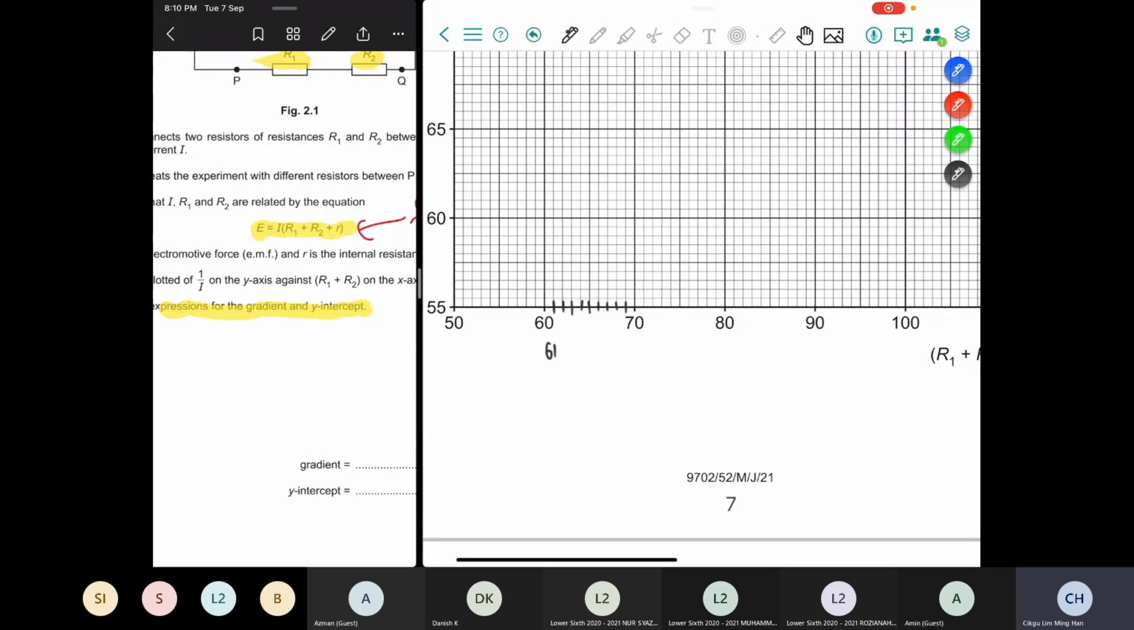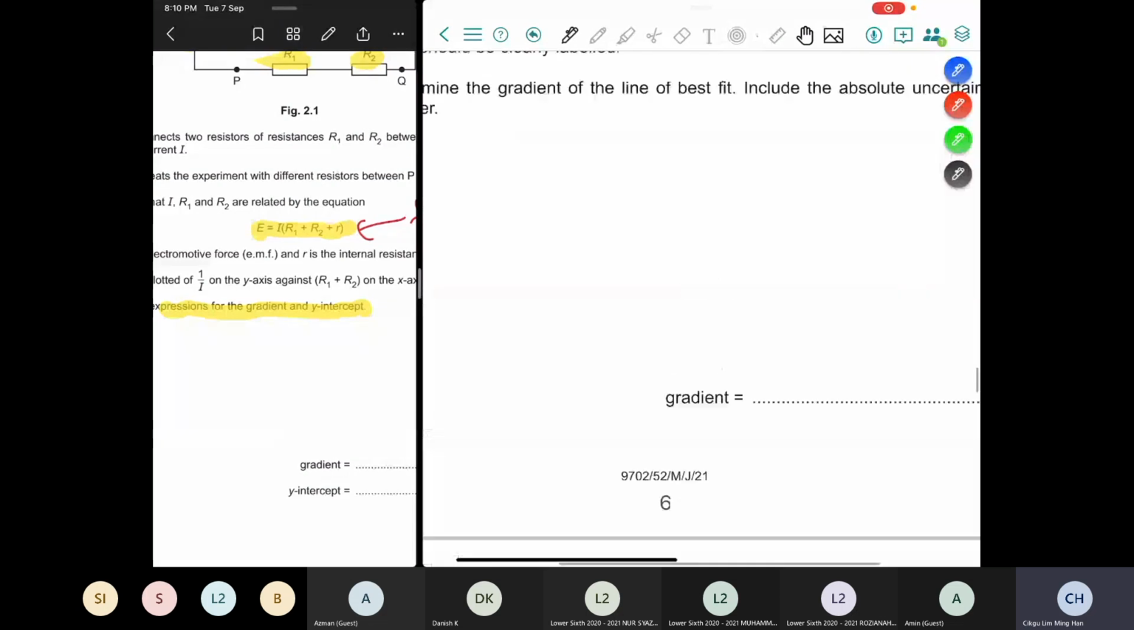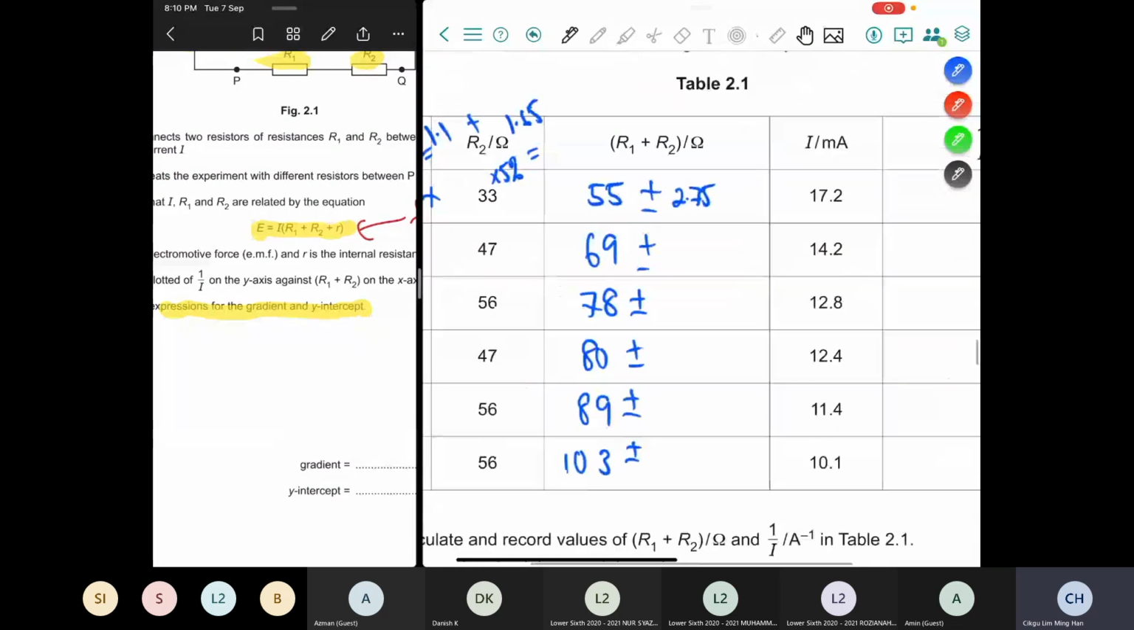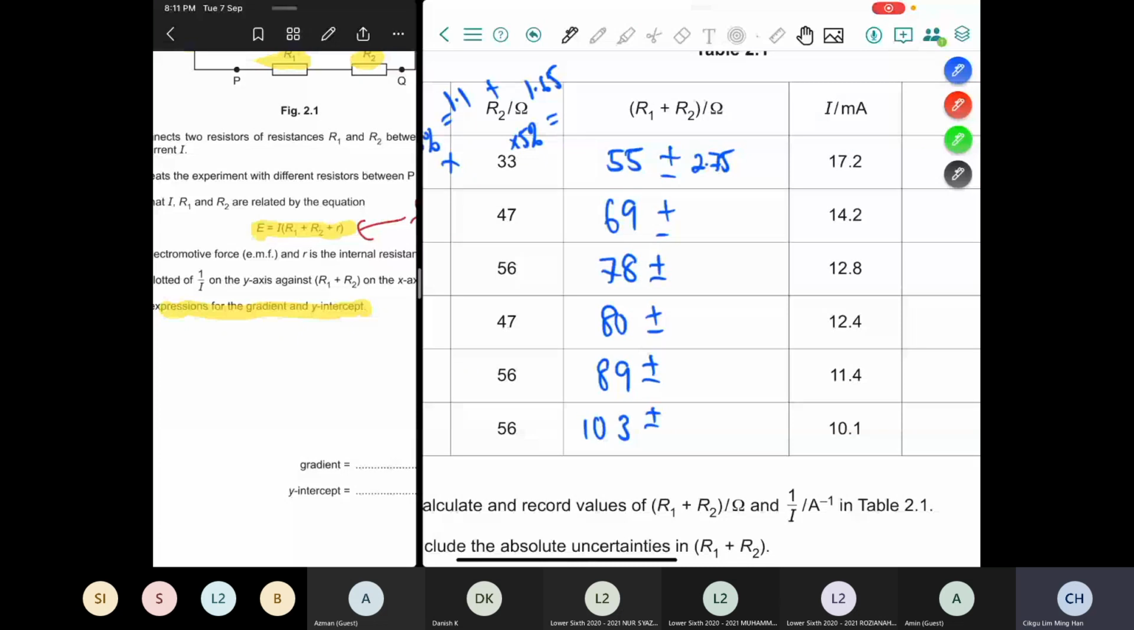So this is 61, 62, 63. So it's better we have a whole number. For the uncertainty, we cannot have 1.7 or 2.7. So we try not to use this. Instead, we make it into 3. Yeah, we make it into 3. 3 will be easier to plot.